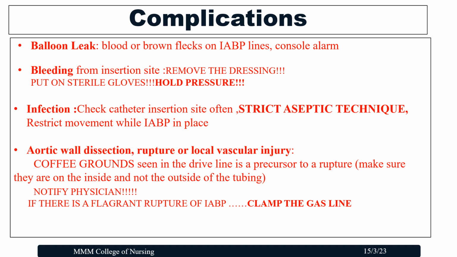Aortic wall dissection or rupture or local vascular injury is another complication associated with the IABP. Coffee grounds can be seen in the drive line. It is a precursor to a rupture. So make sure they are on the inside and not the outside of the tubing. Notify the physician immediately. If there is a frank rupture of the IABP, immediately clamp the gas line.